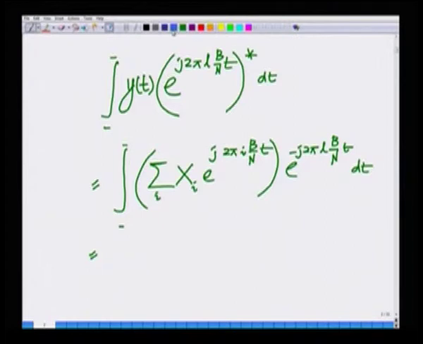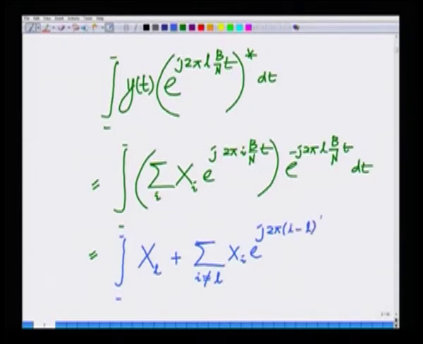And I said this I can split as two integrals. I am still not writing the limits. I can split this as a summation of the term for the Lth substream and all other substreams other than the Lth substream. Corresponding to the Lth substream, I have xL e to the power of j 2 pi L B over n t, and I have an e to the power of minus j 2 pi L B over n t. So both those cancel, and what I have here is integral xL, and all other terms corresponding to i not equal to L, I have xi e to the power of j 2 pi (i minus L) B over n t dt.